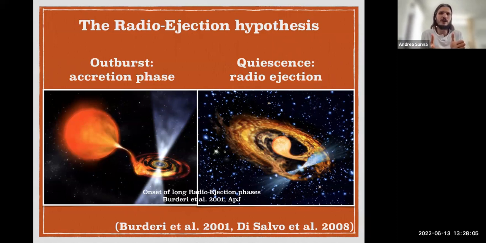As long as the radio pulsar is still active, you can put pressure on this matter, creating some sort of coating of matter ejected from the system. If that's the case, you can explain why, by losing such a large amount of matter, you have this fast expansion of the orbital period. And in this picture, you can also explain a very peculiar thing: that we don't see this system emitting as a radio pulsar.